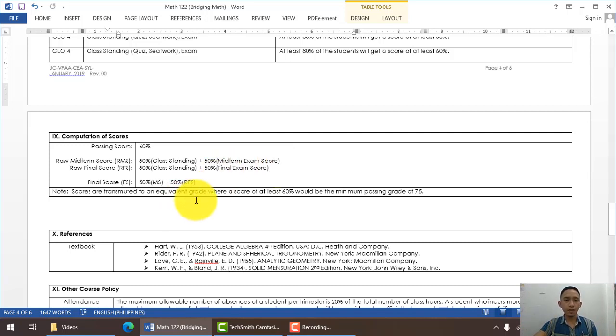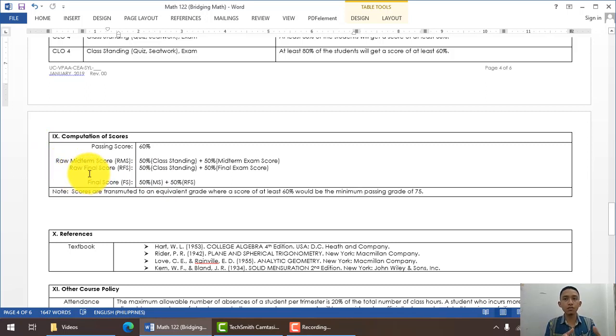How about finals? The same. I will get the summation of your class standing, get 50%, and get 50% from your final exam. The same, combine, and that will be transmuted into a grade. Now the question, since you only need a single grade that will decide if you pass or fail, that is your final grade. These are your raw midterm and raw final.